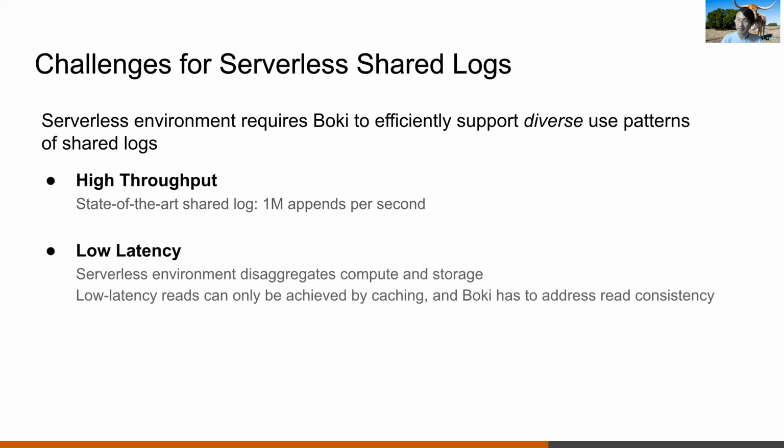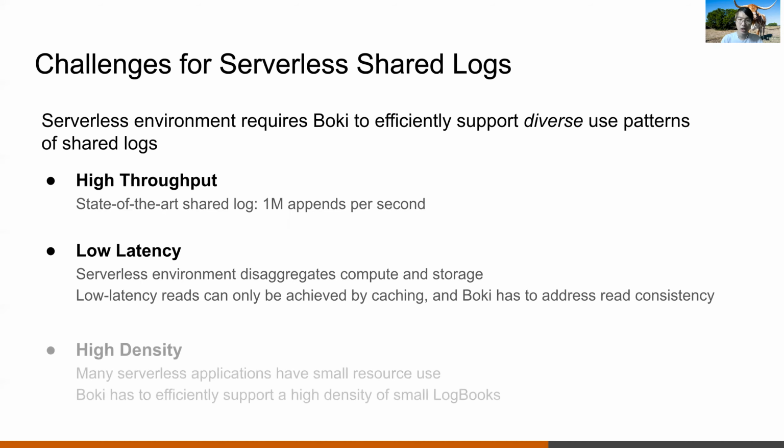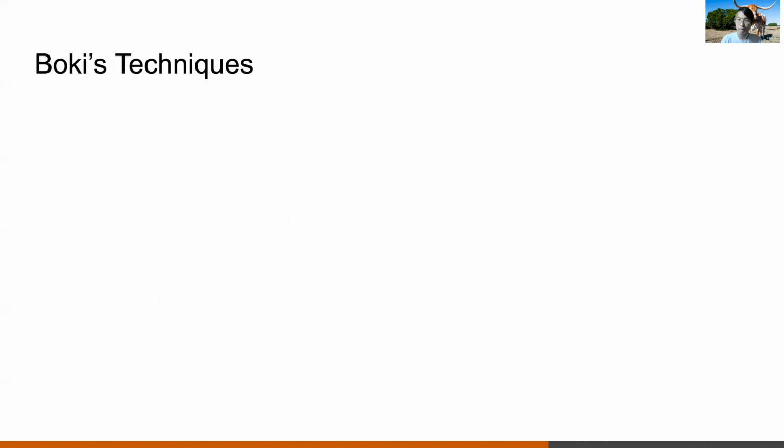We want low latency. The serverless environments use disaggregated machines for compute and storage, so low latency reads can only be achieved by caching data on compute nodes. In this case, Boki has to address the issue of consistency. We want high density. In the serverless setup, a large number of applications will only use a small amount of resource. Boki has to efficiently support high density of small logbooks with minimal metadata overhead for each individual logbook.